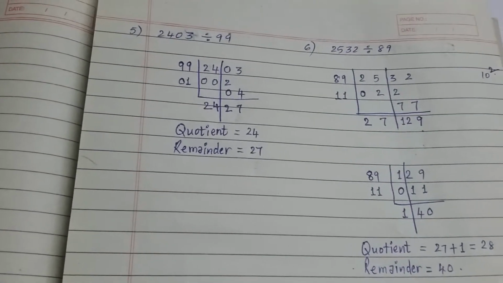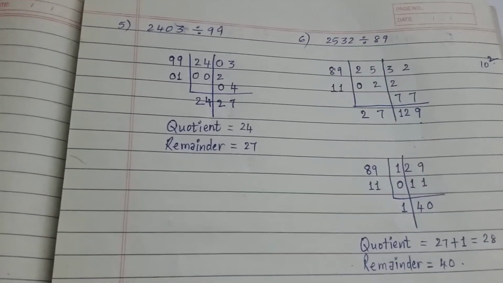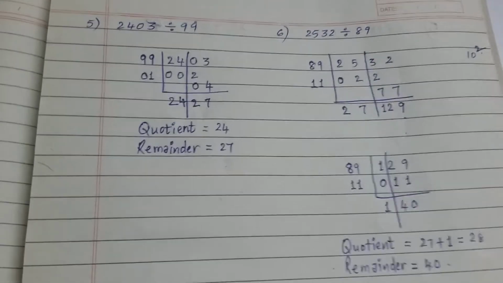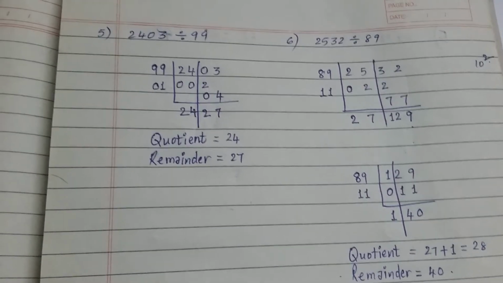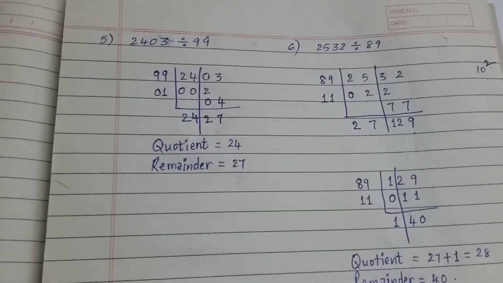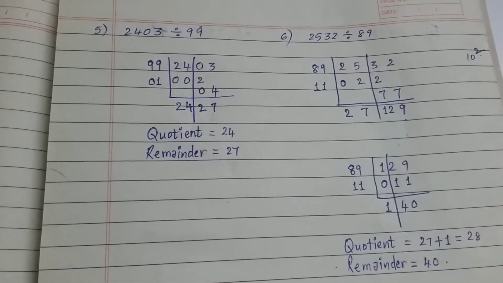In this way we can divide a given number by a number which is close to our base numbers, like 10 power 1, 10 square, and so on. Let us see some more interesting divisions in the coming videos. Thank you.